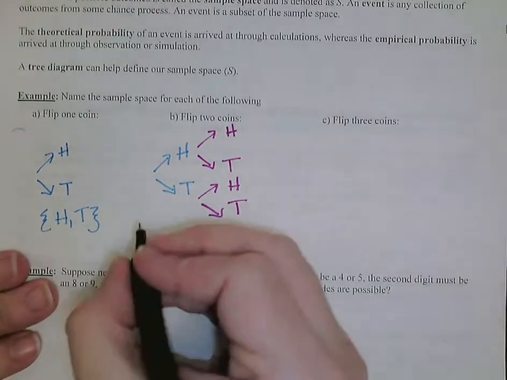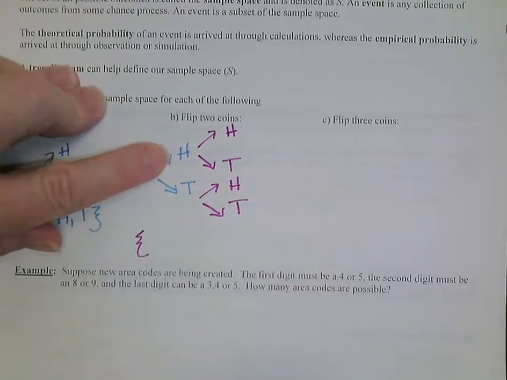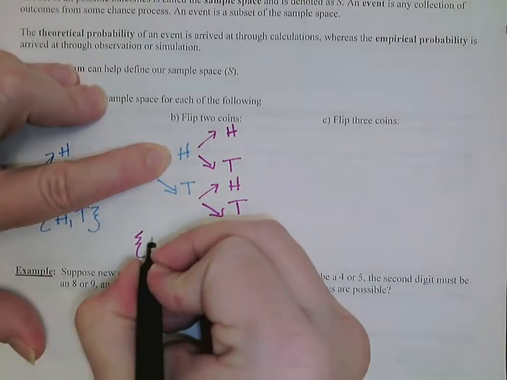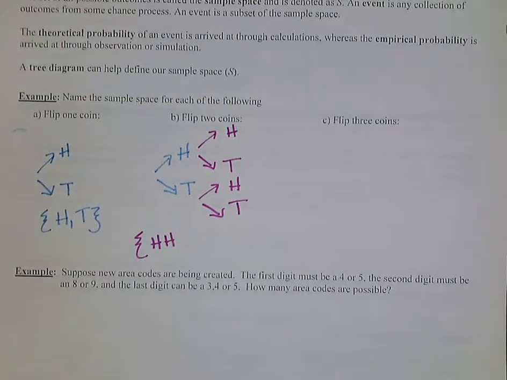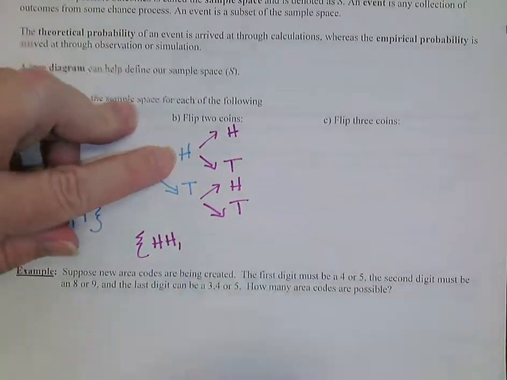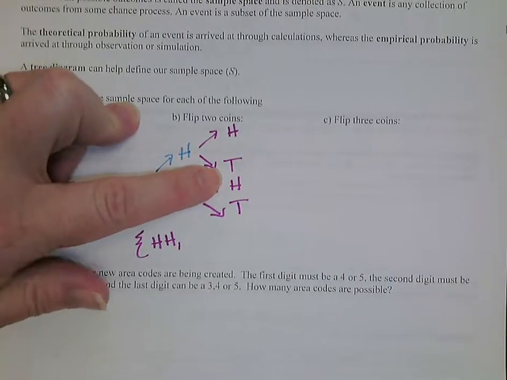One outcome is that my first coin could flip heads, and my second one could flip heads. So we'll say HH for two heads. Or my first coin could give me a heads, and my second coin could give me tails, so we'll call that HT.